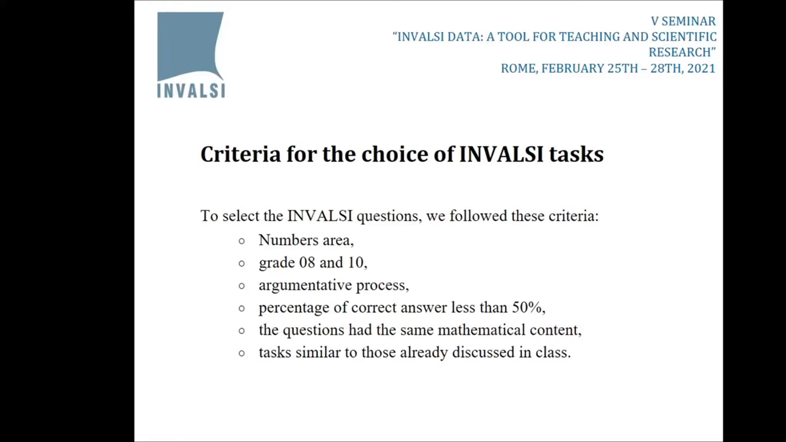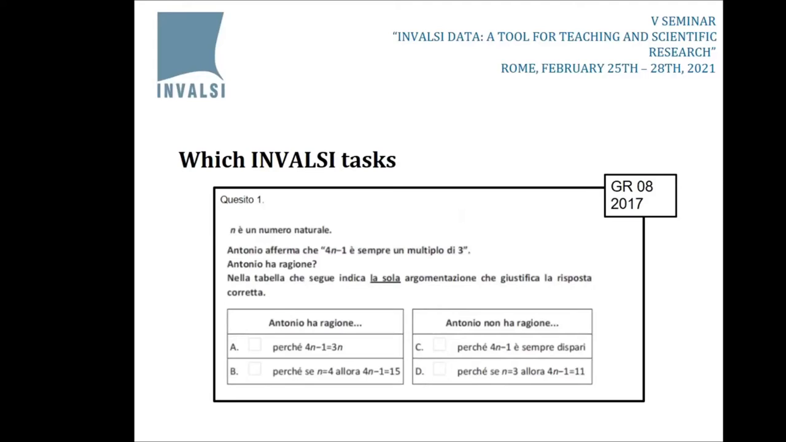So let's read the tasks together. This is the first one. I translate it in English because the original task is in Italian, of course. n is a natural number. Antonio claims that 4n minus 1 is always a multiple of three. Is Antonio correct? The table below marks the only argument that justifies the correct answer. Antonio is right because 4n minus 1 equals 3n, because if n equals 4, then 4n minus 1 equals 15.